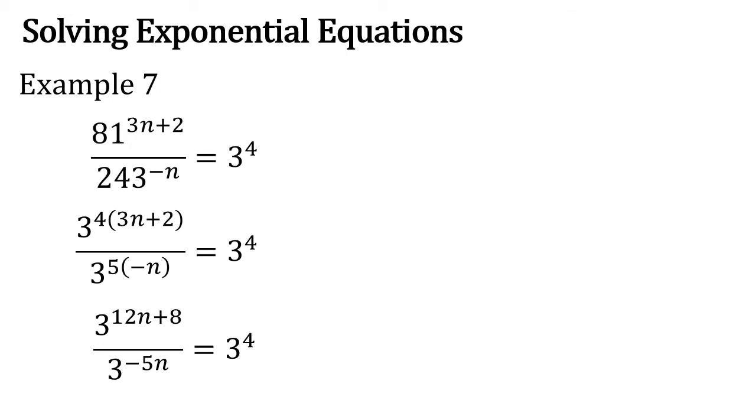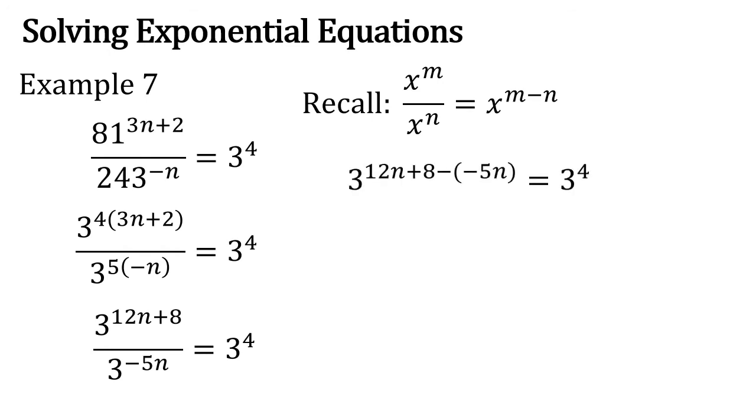So remember another law of exponent. x to the m over x to the n is equal to x to the m minus n. If they have the same base and the operation is division, we subtract the exponents. So in this case, we're going to have 3 raised to 12n plus 8 minus -5n. So -5n came from the denominator, okay? So still the right side of the equation equals 3 raised to 4.